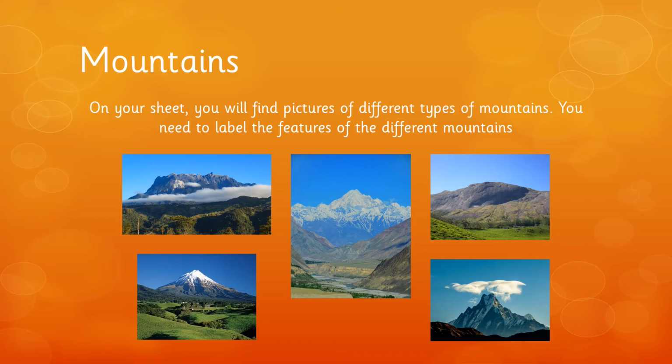On your sheet, there are some pictures of different mountains found in Asia. We'll go through the different types of mountains in next week's lesson. I want you to label the different parts of each mountain by writing the feature of the mountain next to its corresponding letter. We'll have a look at one on the next slide.